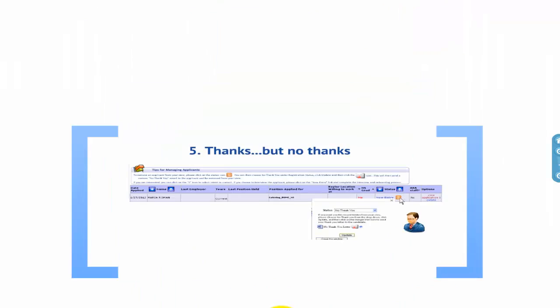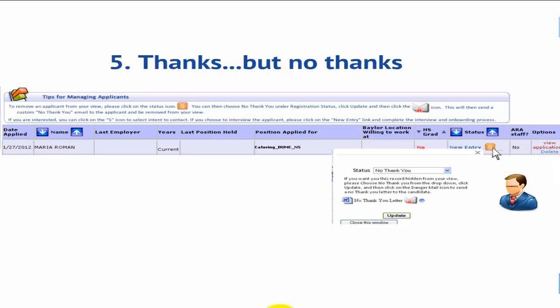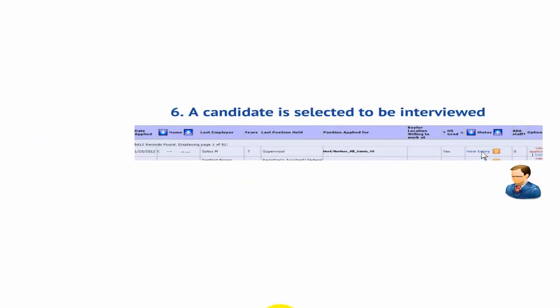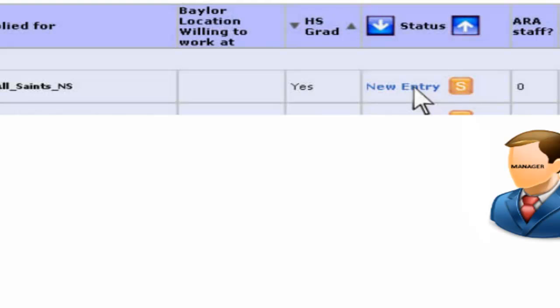If a manager is not interested and would like to limit the view of a non-qualifying candidate, he or she can click on the status icon and send an automated no thank you letter to that candidate. Sending this letter will hide the candidate from the view of the manager so they can focus on the candidates they are interested in. Once a manager decides to bring a specific candidate for an interview, the manager clicks on this link to load the interview module.